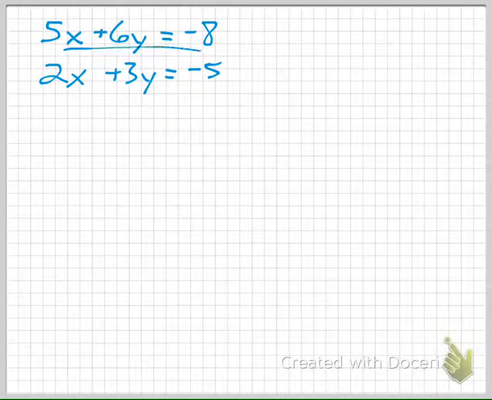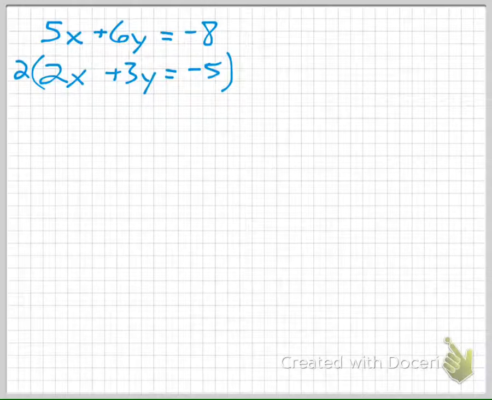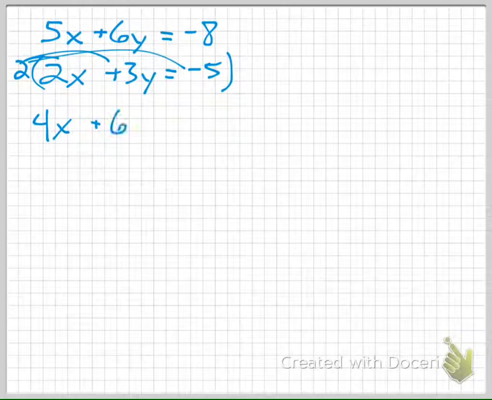I could multiply this bottom one by what? By 3. And what would that do? It would make it so that I could subtract them from each other, and that would eliminate the y's. Do you understand what I'm saying? I could multiply this bottom one by 2. And what that would do is go rainbow, rainbow, rainbow: 4x plus 6y equals negative 10. Agreed?